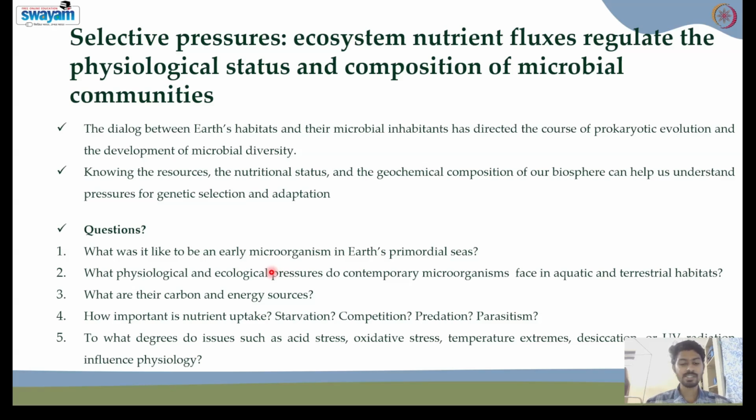Whether these microorganisms are short-lived, or whether between the microorganisms any competition, predation or parasitism is observed. So you have to understand these kinds of observations in the ecosystem in order to understand their behavior in a particular environment. And to which degree, this tells us how much the microorganism can sustain, whether it can sustain acidic stress or oxidative stress or temperature extremes, or whether UV irradiation influences the physiology. So these are some of the key questions that need to be answered before moving on to understand the metabolism.